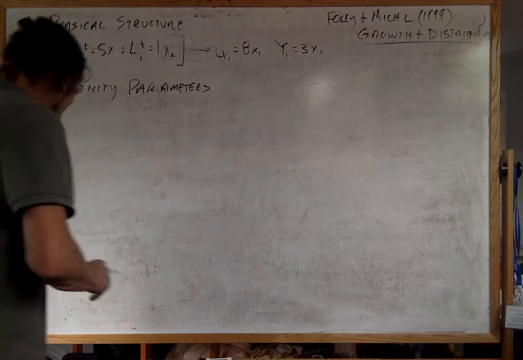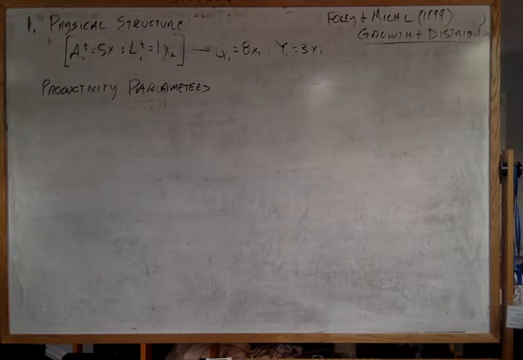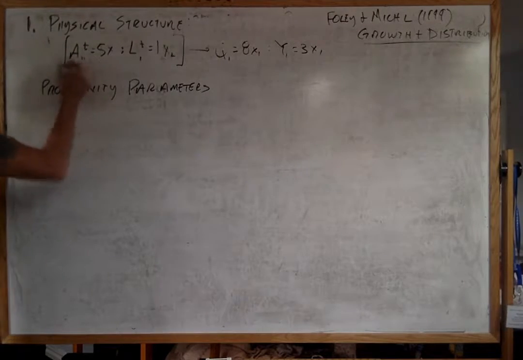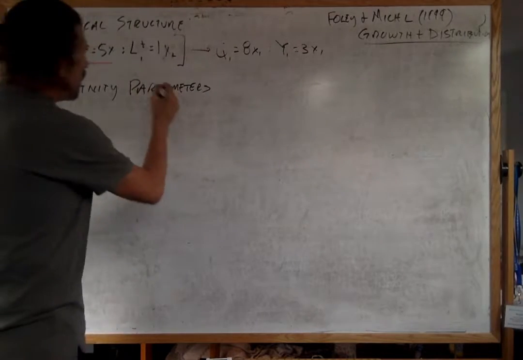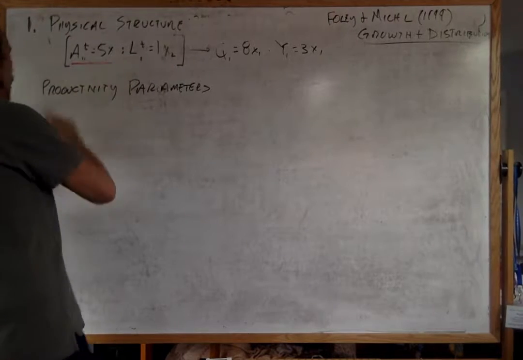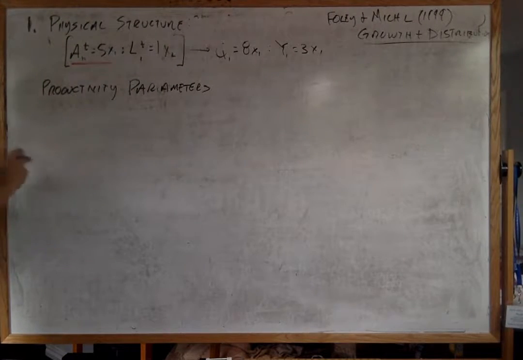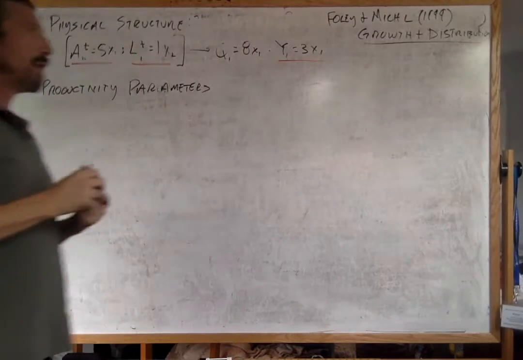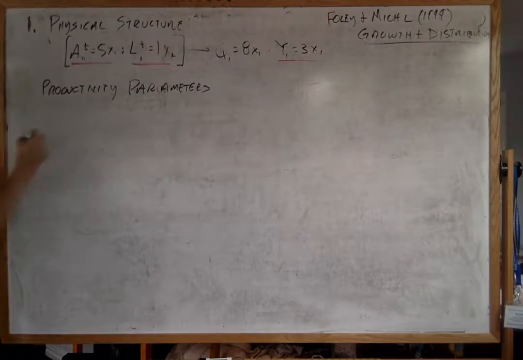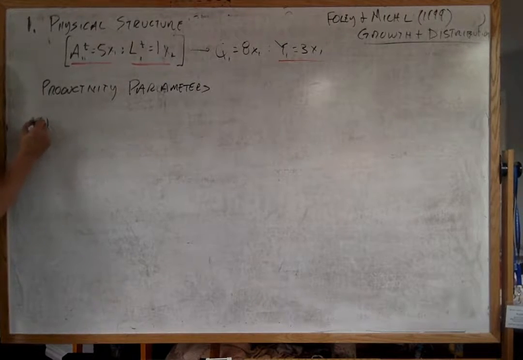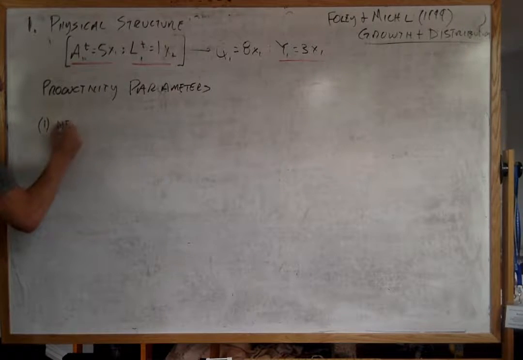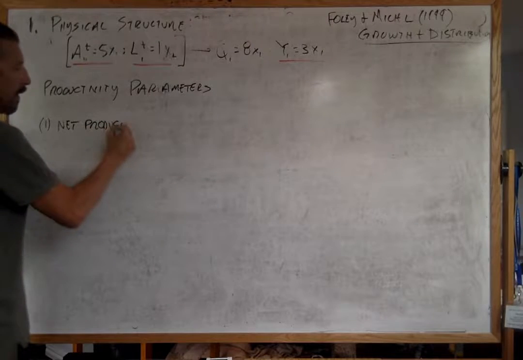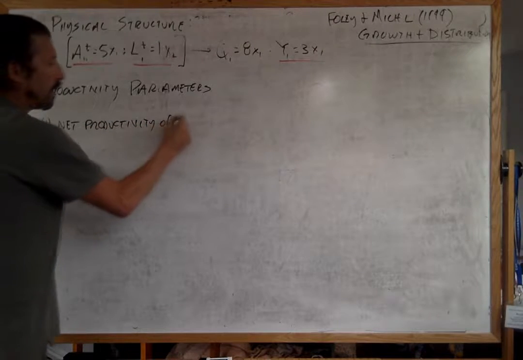Now, what we're going to do with the productivity parameters is come up with 3 ratios. Those 3 ratios take into account only 3 of these parameters: the physical input of C, that's X1, the so-called means of production or capital input, the labor input, and your net productivity. The first productivity parameter is the net productivity of labor.